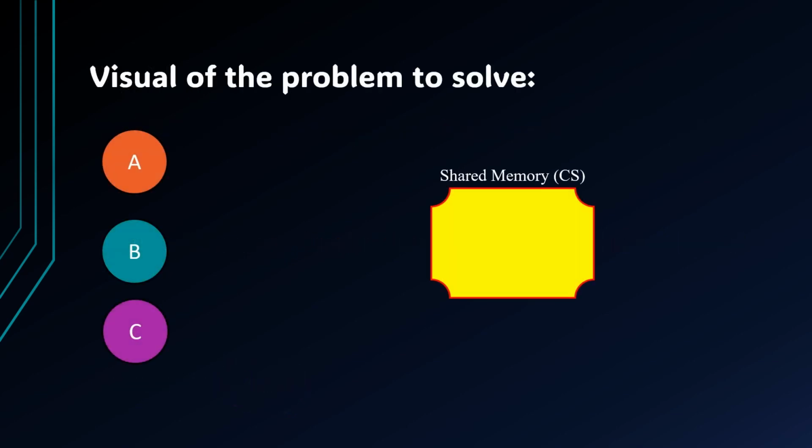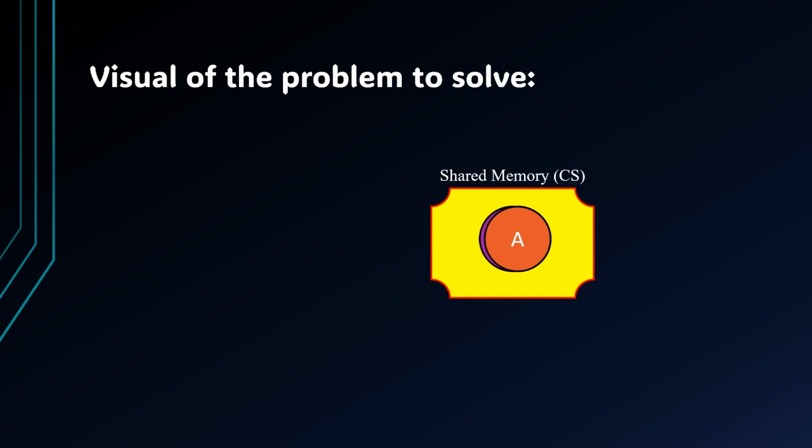Alright, so here's the problem. We have these 3 threads, right? A, B, C. Bang! They all want the shared memory. What happens? Corruption. Not in the government, but in the file.